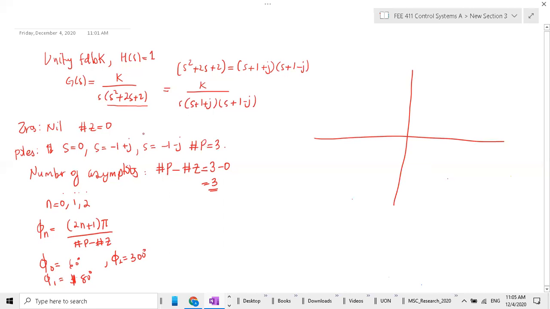So next, you draw these and locate the points. This is the j omega axis. Let's say this is -1, and that one is also -1. So we'll have -1 plus j at that point. So this is j, and that is -j.